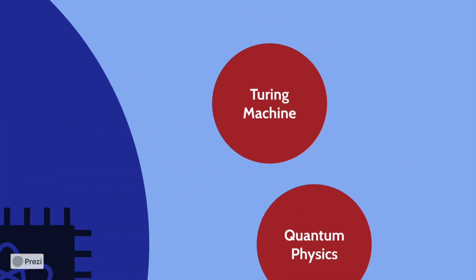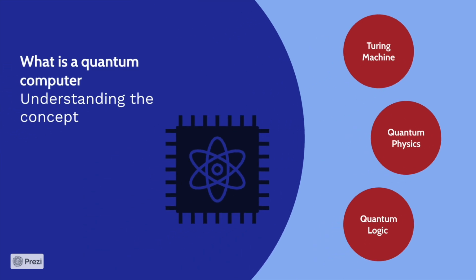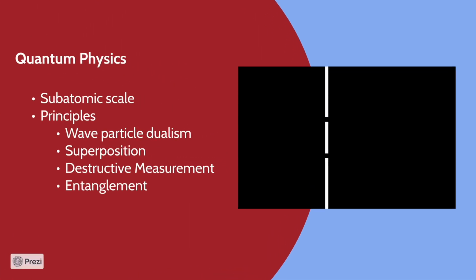To understand the principles of quantum logic, one needs to grasp the fundamental principles of quantum mechanics. While classical physics works really well to model the macroscopic world, it fails to explain a lot of observations that can be made on the scale of atoms and subatomic particles. There are some key concepts that differentiate quantum mechanics from the way we usually see the world. The most important ones are the wave-particle dualism, superposition, the destructive nature of measurement, and quantum entanglement.